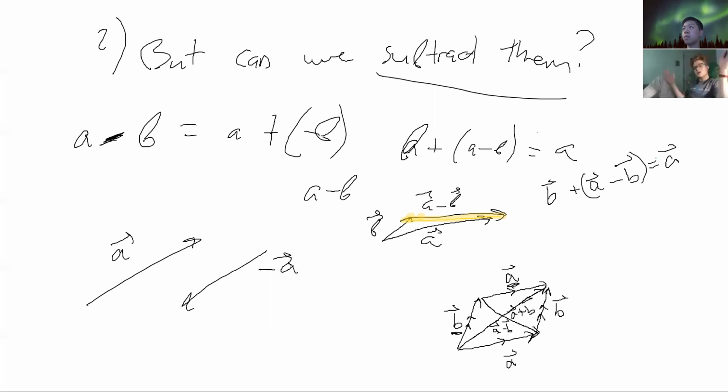Just geometrically speaking, if you're subtracting one vector from another, you go from the head of the vector you're subtracting to the head of the vector you're subtracting from. So if I'm doing a minus b, I go from the head of b to the head of a. That's geometrically what it is. So now let's derive it mathematically, algebraically.